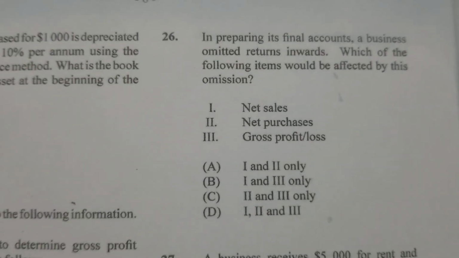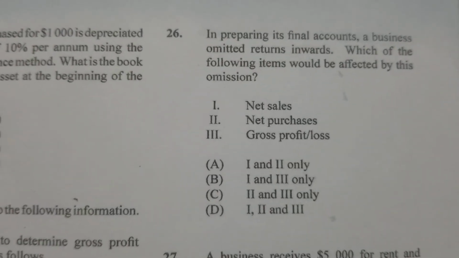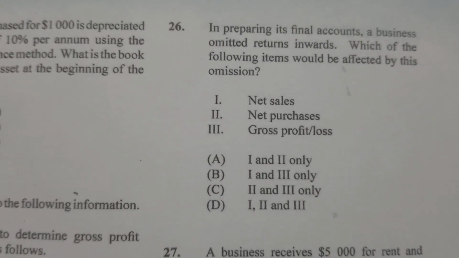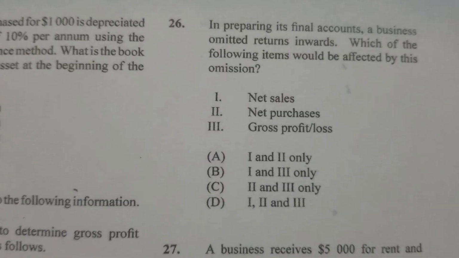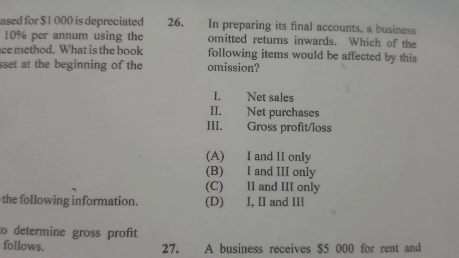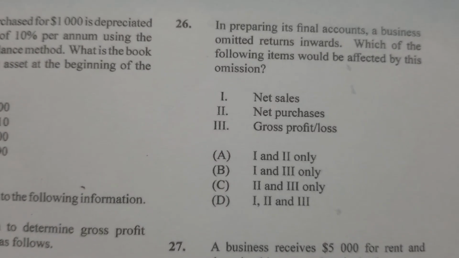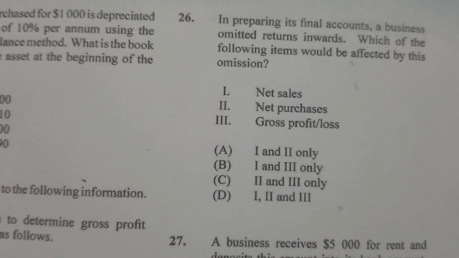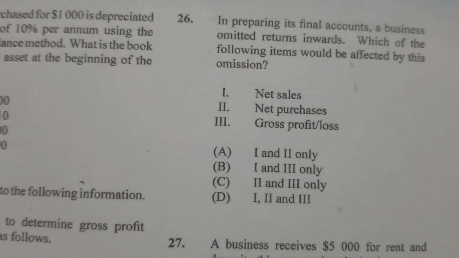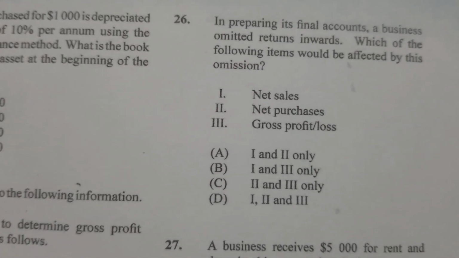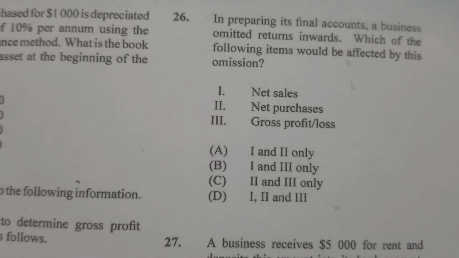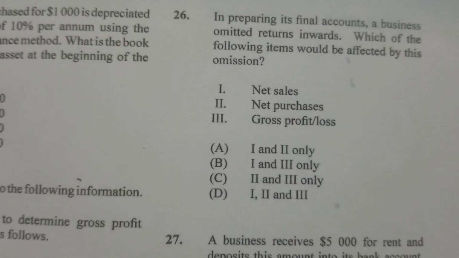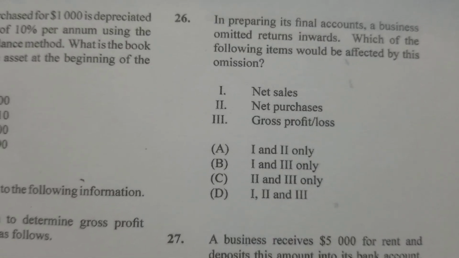$450. Question 26. In preparing its final accounts, a business omits return inwards. Which of the following items would be affected by the omission? Most certainly, it will affect your net sales, because you subtract return inwards from sales to give you net sales. So net sales will be affected and profit will be affected. So 1 and 3. 1 and 3 then would be B. So B would be the most appropriate answer.